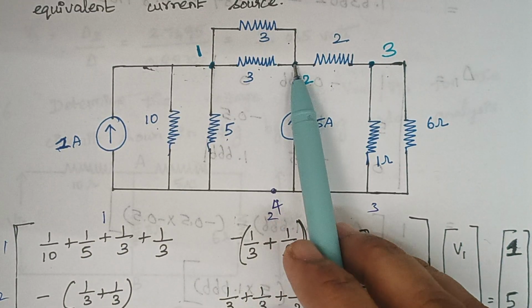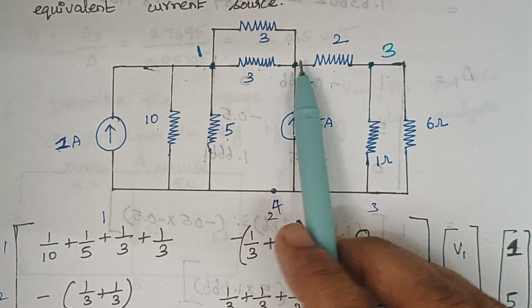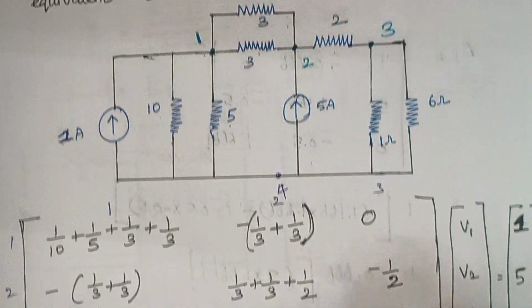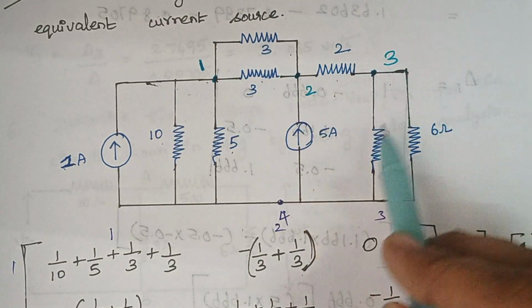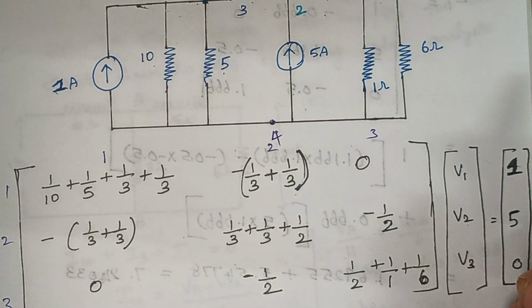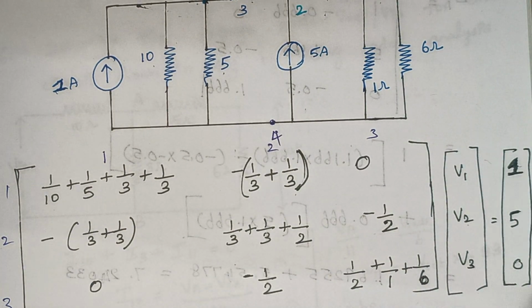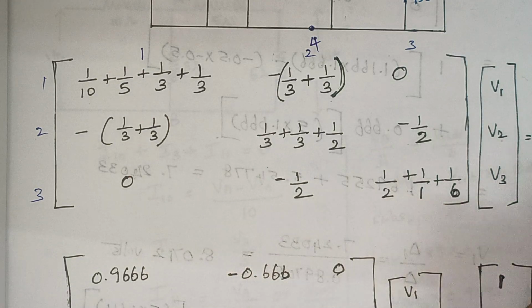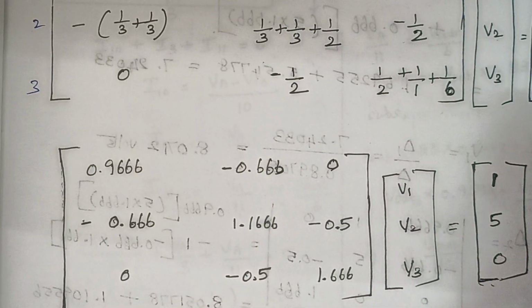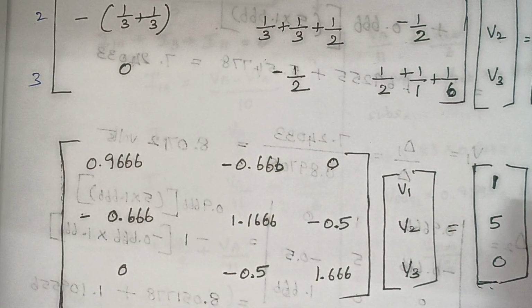And for node 2 we are having 5 amps towards it. Therefore here it is 5. And to node 3 there is no current source. Therefore here it is written as 0. Right. Once you solve this matrix, you see here we are having a matrix like this. Right. So in this problem we are asked to calculate V1, V2 and V3.